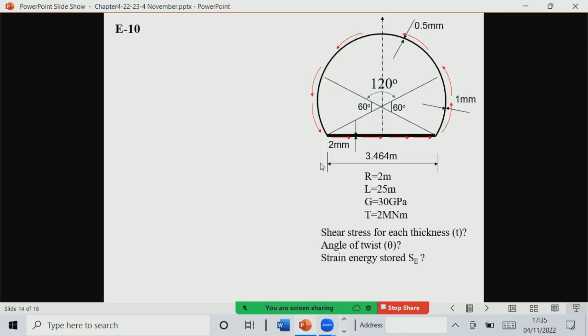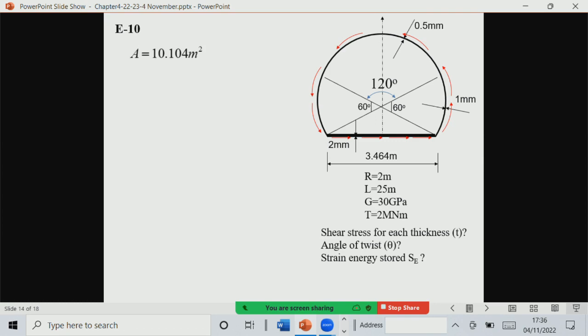So the first part. It's a single cell. We had two equations, T equal to 2AQ, relating the torque applied and the shear flow. The second equation, rate of twist, d theta over dz equal to, depends on which one you prefer, T over 4A squared, loop integral of ds over Gt. I've already calculated the area enclosed by the perimeter. And the common question I usually get from the students, shall we include the thickness of the section in the value of A?